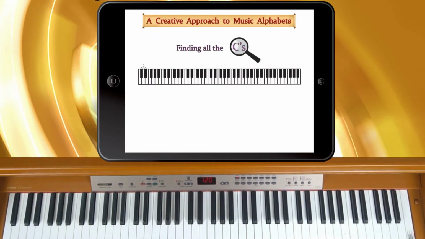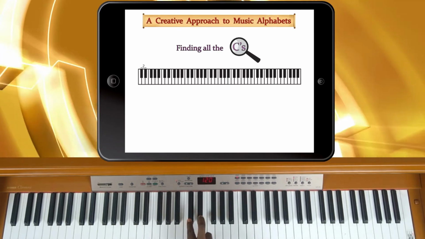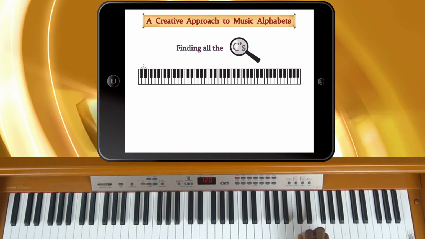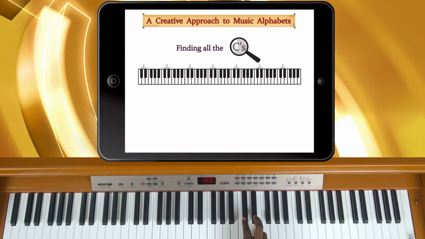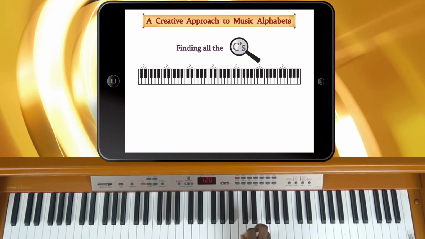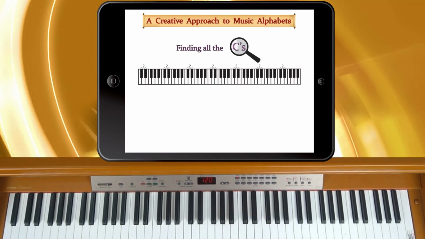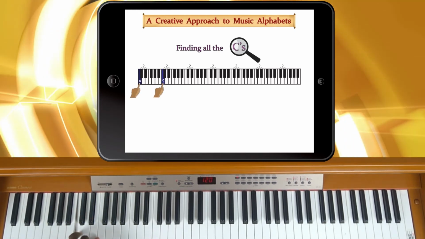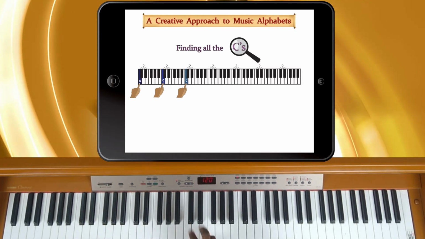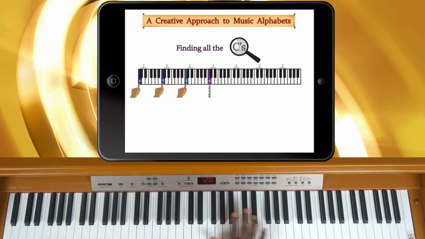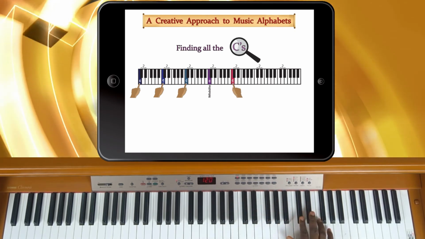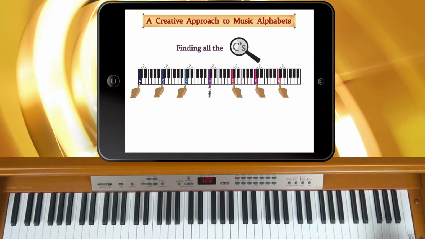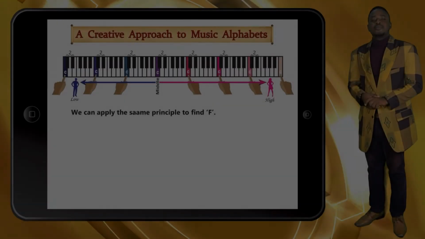So, finding all the C's on the piano, we locate 2 keys and then you have your C. So any 2 keys you find, you have your C behind. Remember, 2 keys represent the 2 dots or the 2 points, and your C is behind the 2 points. So 2 keys, C, 2 keys, C, 2 keys, C. Now we'll learn later on what that is.